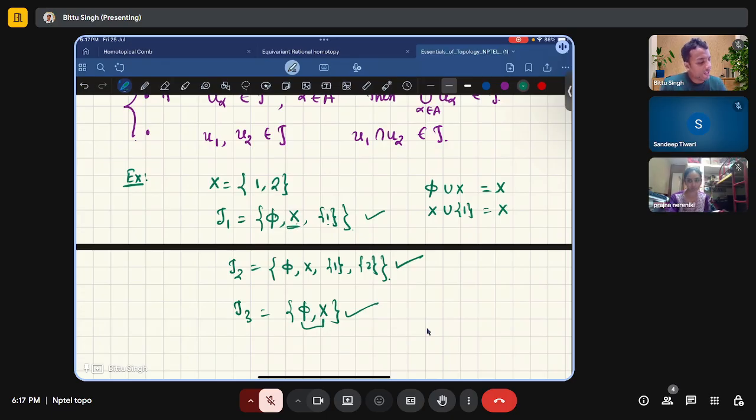Similarly, we can make another topological space. Instead of {1}, we just replace it with {2}. So all those things are topological spaces in this case. Okay.